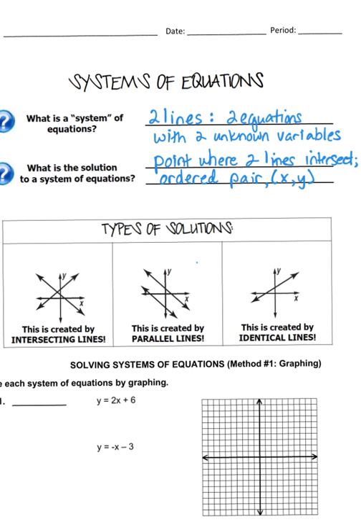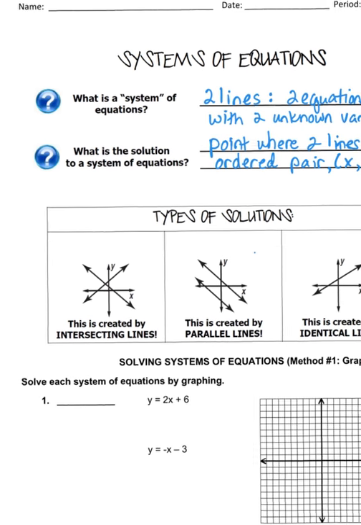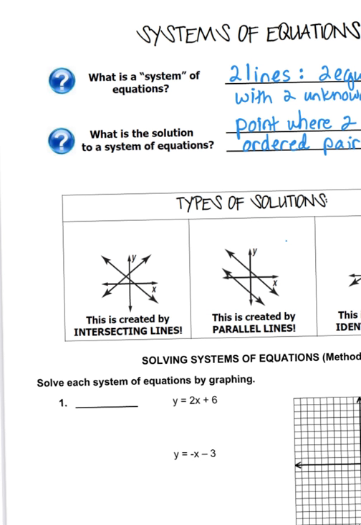Taking a look at these examples in these pictures, when you've got two lines that intersect, like you have in this picture, your intersecting lines, there will be one solution. Right here we got one solution, and that solution is right here where these lines intersect. Again, it'll be some sort of ordered pair where you've got an x and a y value. So that's one solution.